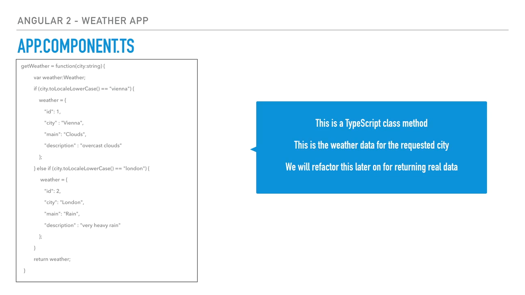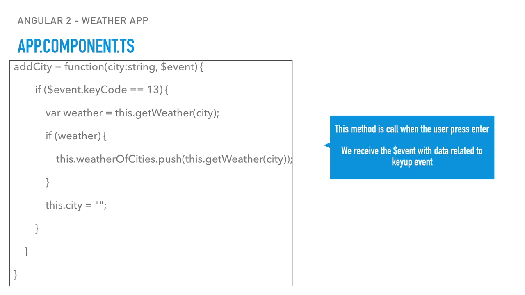Then this is how it's going to look, our get weather. Right now it's fake, so you can see that if you type Vienna, we will create a weather there, and if you type London, we will create also a London weather, and we return this. This is the get weather function, and this is the add city function.